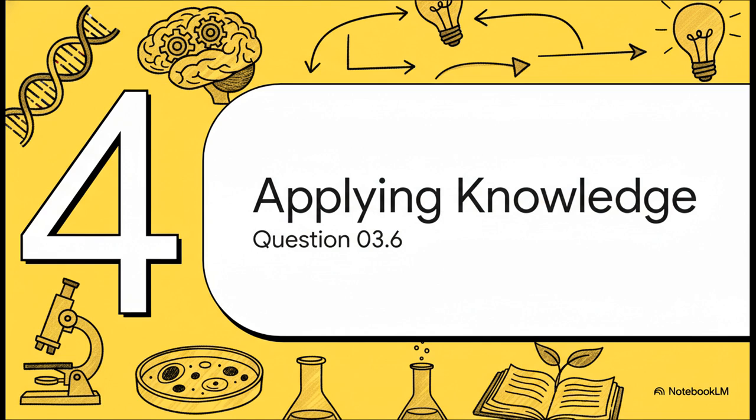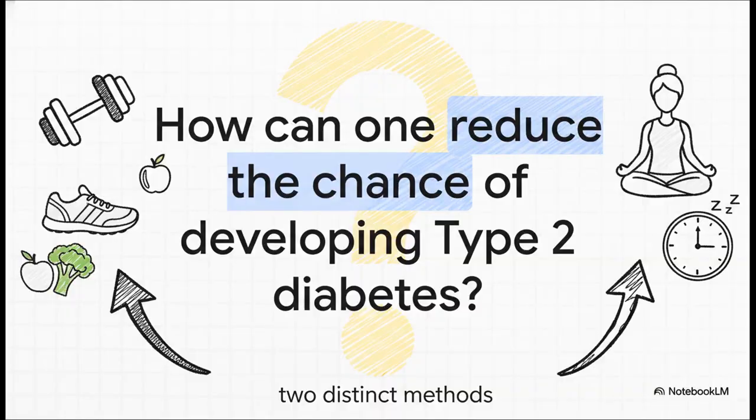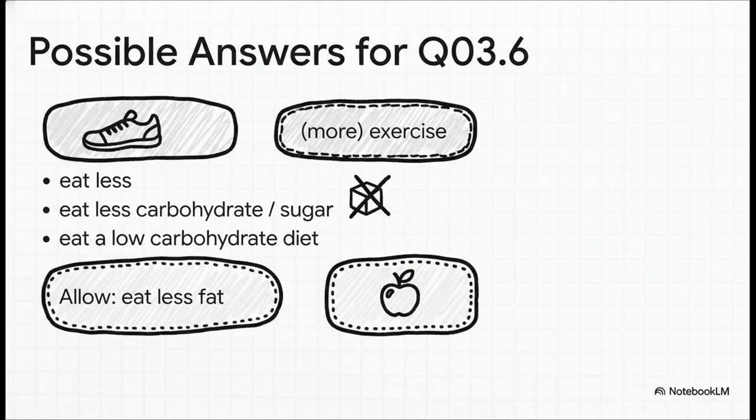Okay, for the final part of this big question, we're shifting gears. We're moving away from data analysis and into applying your core biological knowledge. This is a classic application question, isn't it? It's asking you to pull from what you've learned about lifestyle and health to come up with 2 different ways to prevent this condition. And this is brilliant because it shows just how flexible a mark scheme can be.